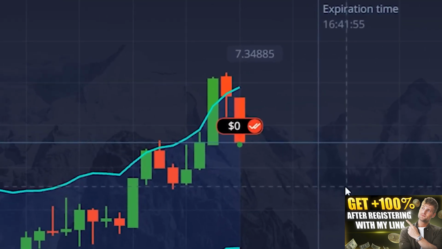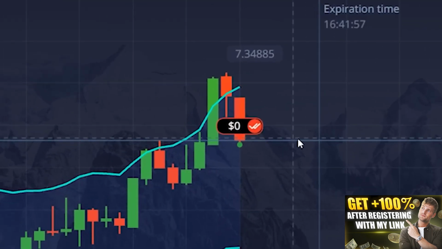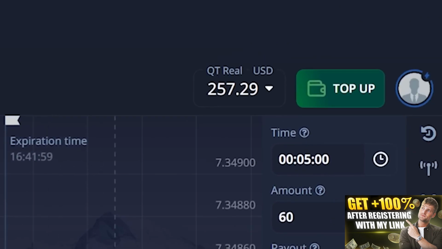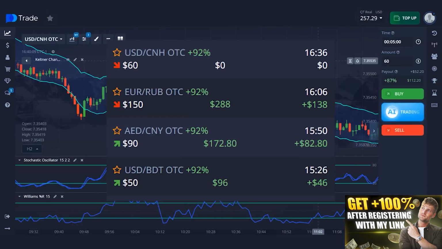Okay, look at this. I got a loss. I was expecting this. Yeah, friends, it's important for me to show you that losses also happen. I could have made even more money, but this trade messed it up a bit. Okay, not scary.